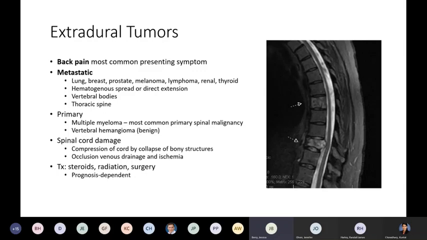You can get some types of primary tumors in this area as well, with the most common being multiple myeloma. You can also develop vertebral hemangiomas, which are benign in nature, but may result in cord compromise as well. The damage to the spinal cord is typically caused by compression due to impingement from the tumor or collapse of bony structures, or both.